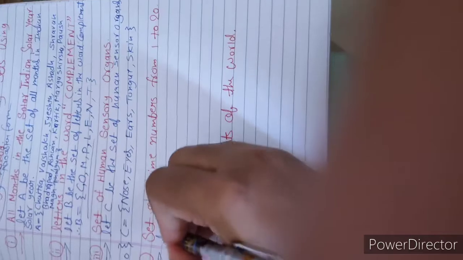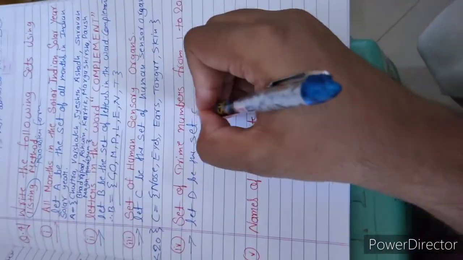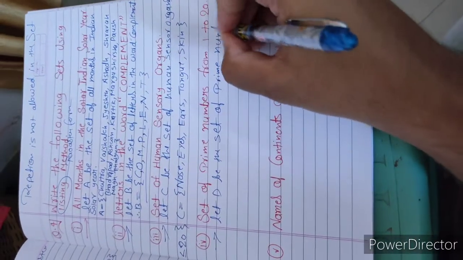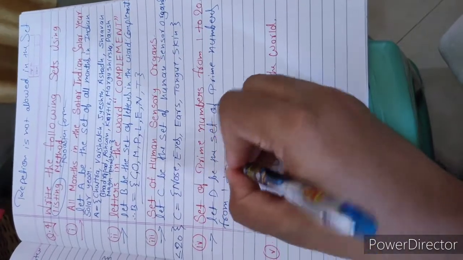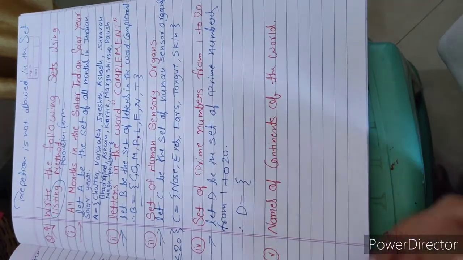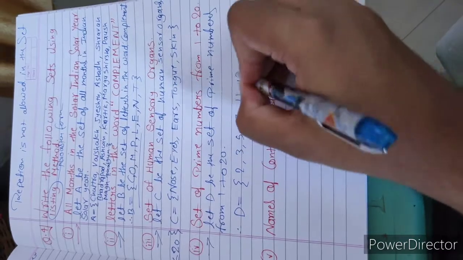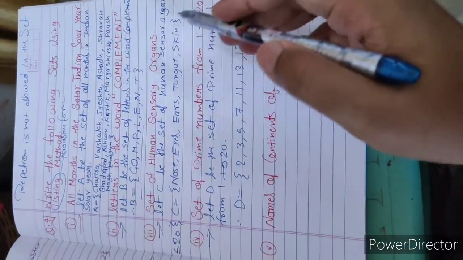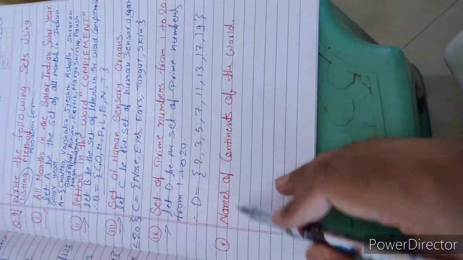Let D be the set of prime numbers from 1 to 20. So here D is equal to 2, 3, 5, 7, 11, 13, 17, 19. We have done this in question number 3. Okay, so the last question of the day.